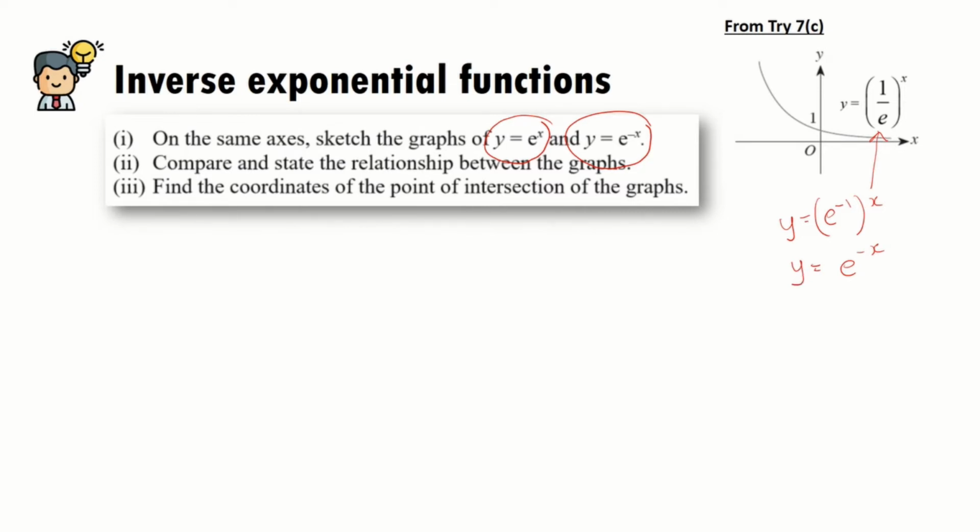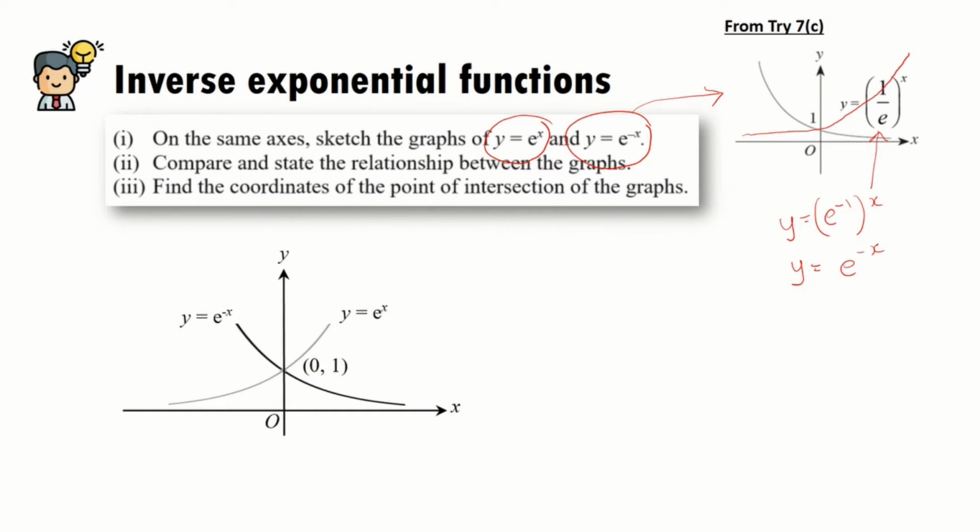As such, the graph of y equals e to the power of negative x will be the answer from Try 7c. For y equals e to the power of x, because e is more than 1, it is going to look something like that. If I would like to provide a better depiction of the two graphs together, it should look like this.